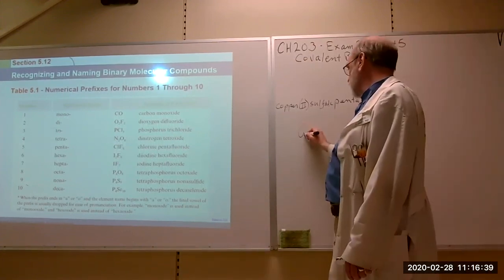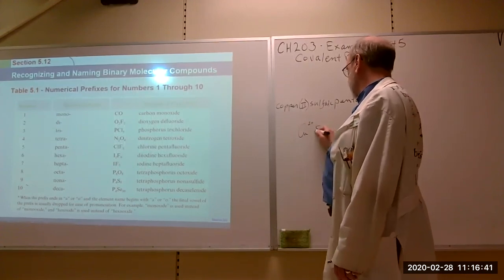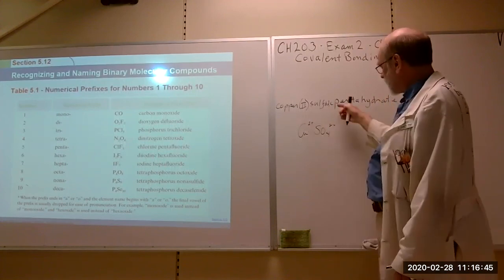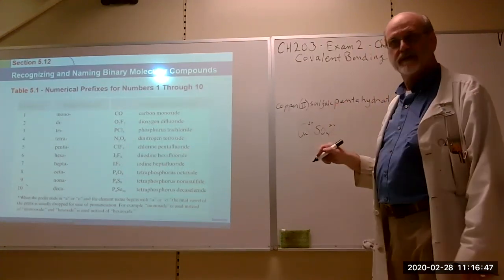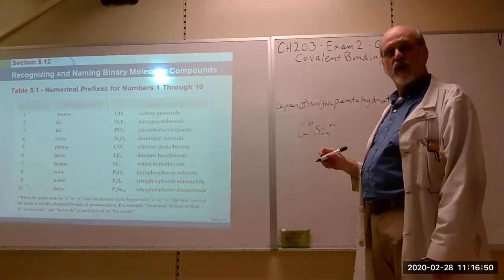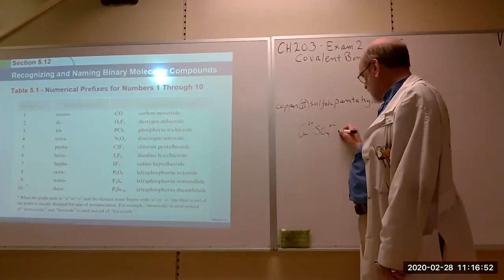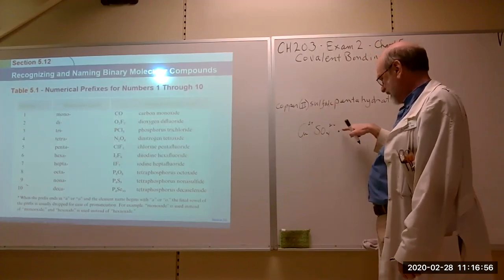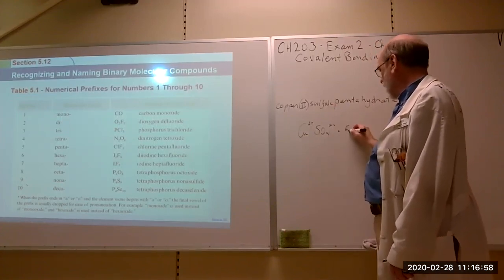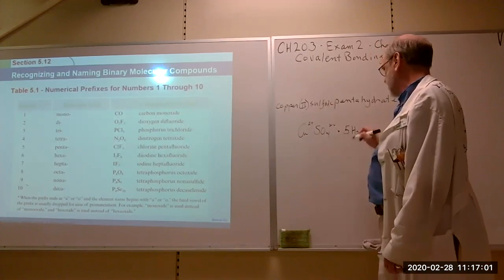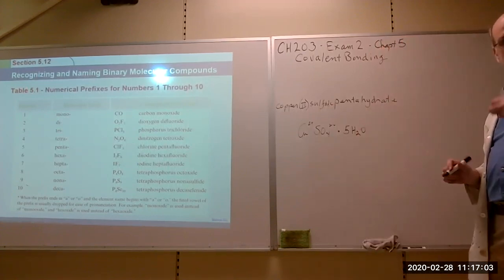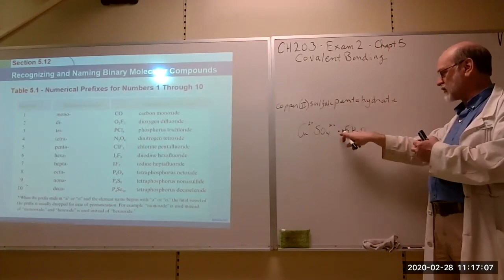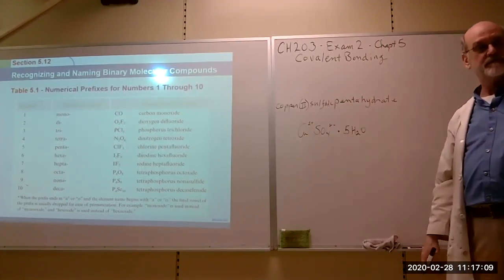Well, copper is going to have a 2+ charge. Sulfate is going to have a 2- charge, so there's a balance. Then you got this pentahydrate hanging out here. What does that mean? This is water of hydration. We put a dot, not down on the line, not up here, right in the middle. And then we add the number of waters that are attached to it, like that. So if it says something hydrate, you put how many of those waters are attached, just like that. Okay?